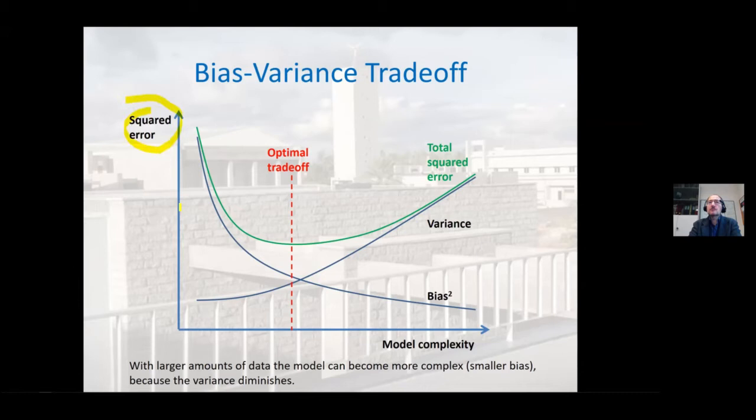And you can see that there is typically, as a function of the complexity of your model, you can reduce the bias as you increase the complexity, but you will increase the variance. And so there is a sweet spot where you should be sitting, which is an optimal trade-off between the two terms. So you must not overfit, and you must not underfit, okay?